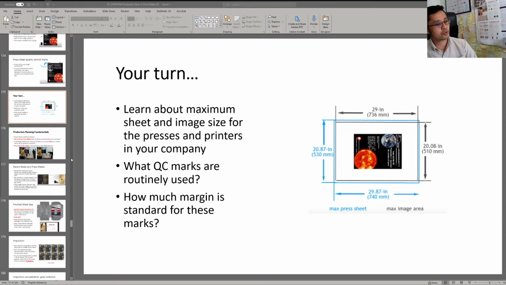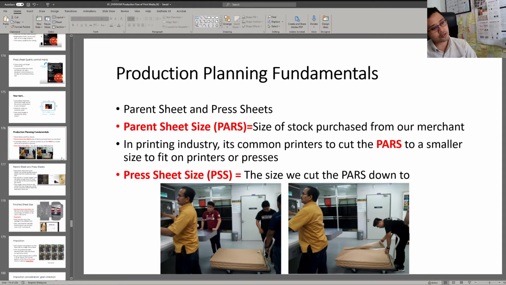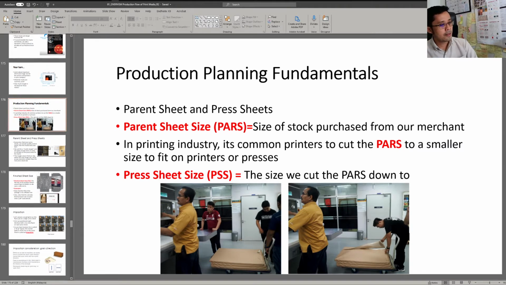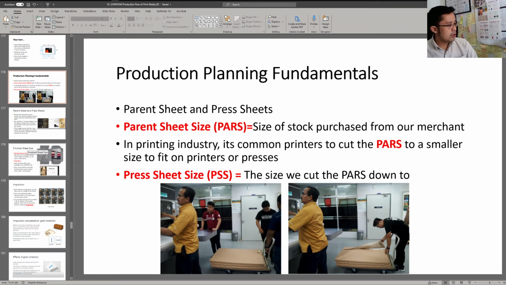Saya dah bagi satu example. Jadi awak tak boleh bergantung sepenuhnya pada saya. So I give you an example. Jadi awak kena cari yang lain. Okay. So that will be good. Now, next, then we going to start our planning.